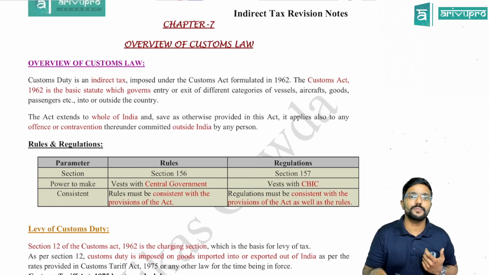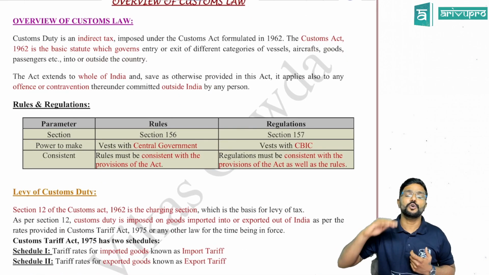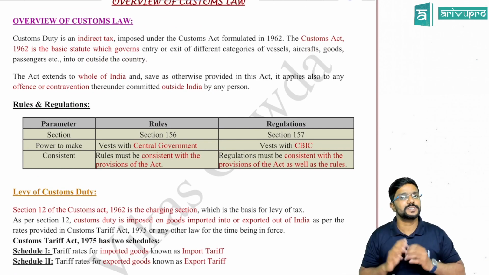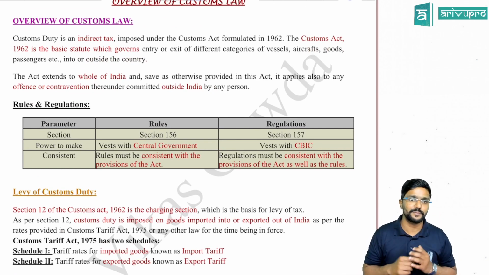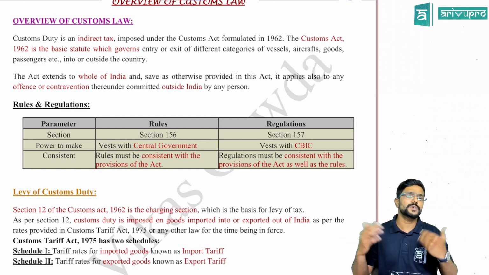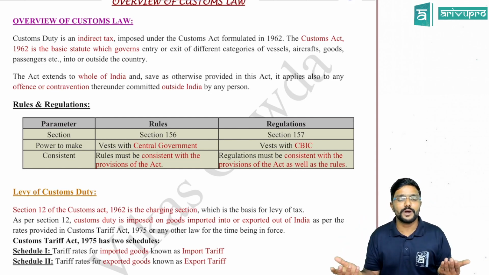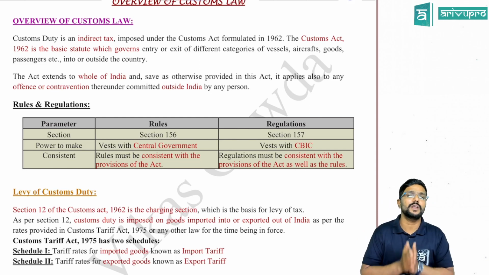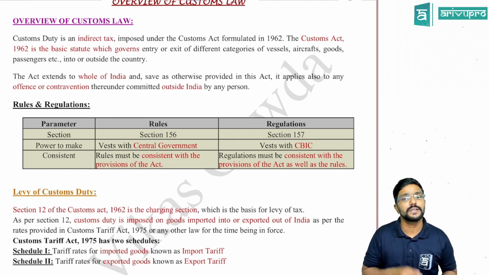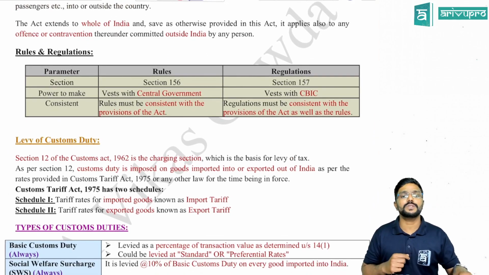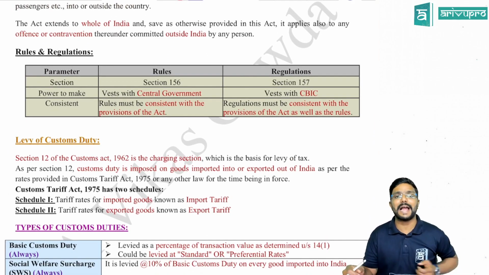And the central government will be governing all this through Customs Act 1962, which is passed by central government. So whenever any person is coming into India or going out of India, or goods are coming into India or going outside India, or whenever there is any smuggling, all these things are governed under the Customs Act 1962. Then there are two things, rules and regulations, which will support the act.